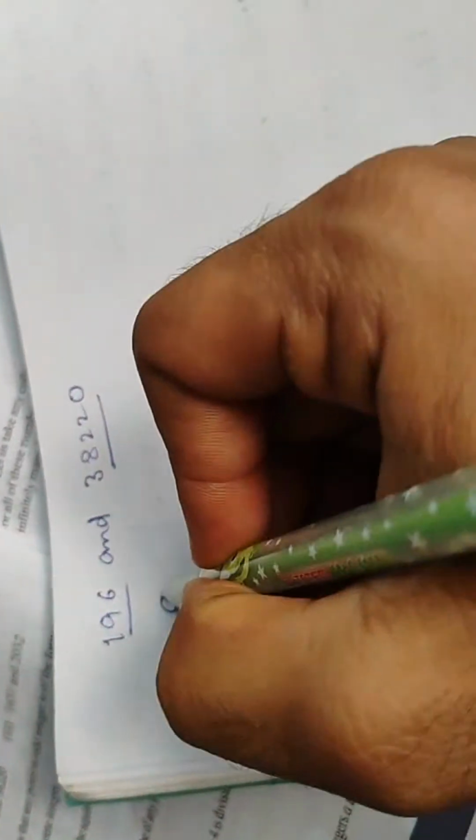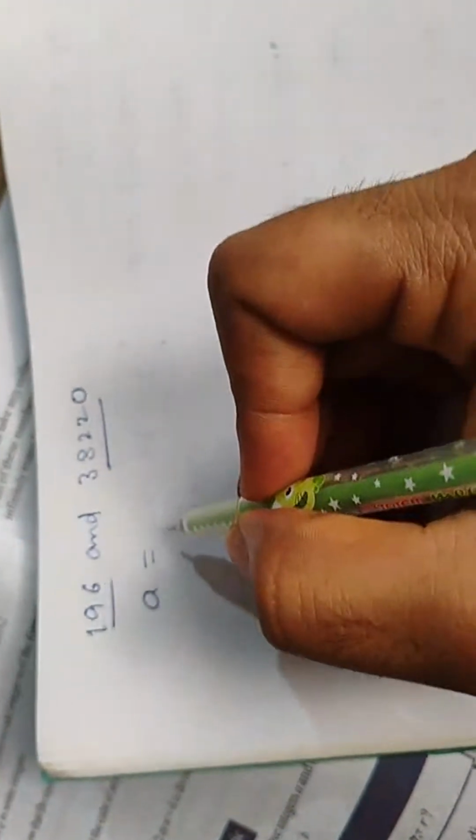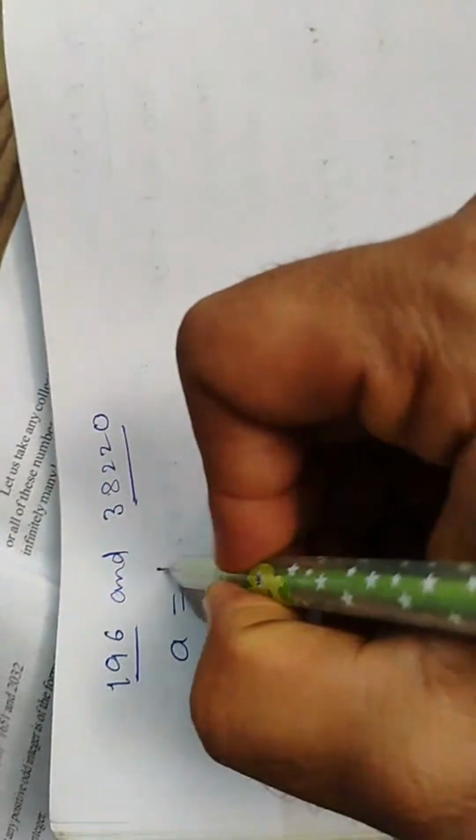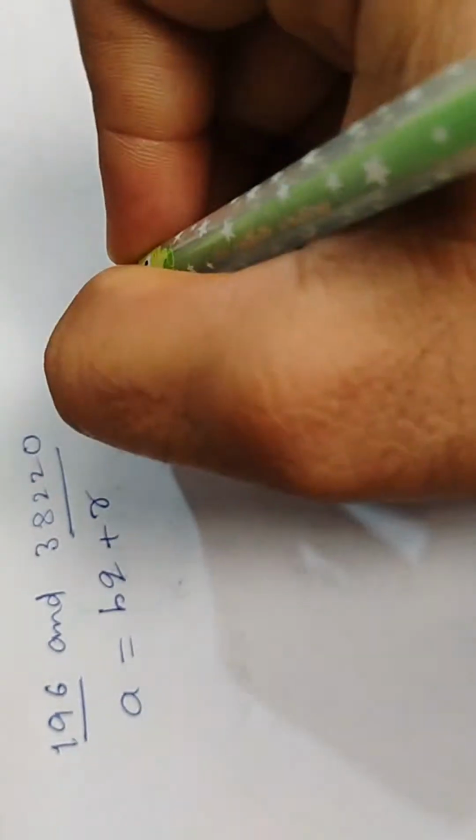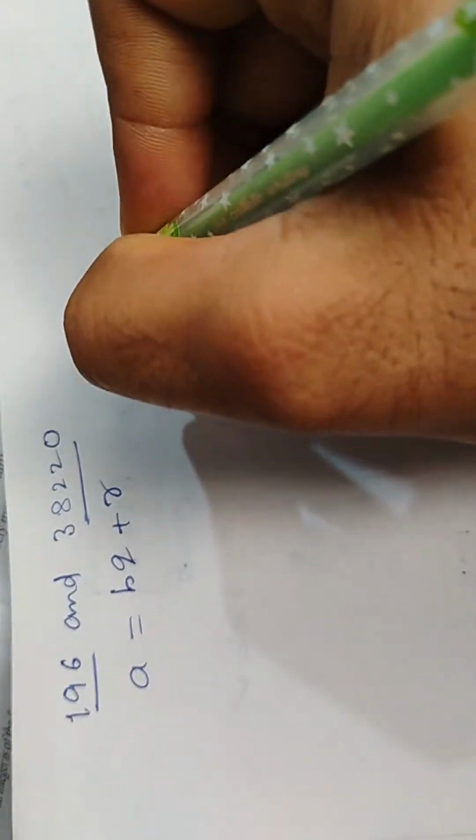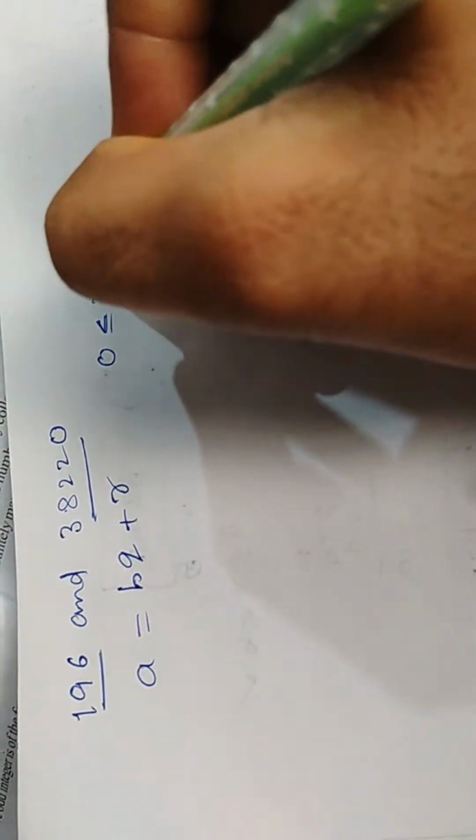Look at, find the HCF of 196 and 38220. This is the exercise second problem. Here we have to write the Euclid formula. What is the Euclid formula? A is equal to BQ plus R, R is greater than or equal to 0 and less than B.